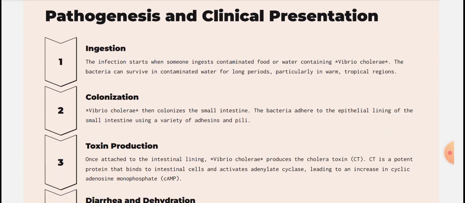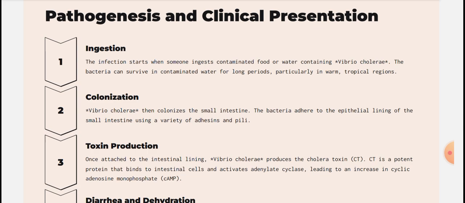How does this bacterium enter the body and spread within the human body? How it enters and how it spreads within the human body. In the first slide, I told you that this bacterium enters the human body through the consumption of contaminated water. Recall that particular point. So it enters the human body through a process called ingestion.